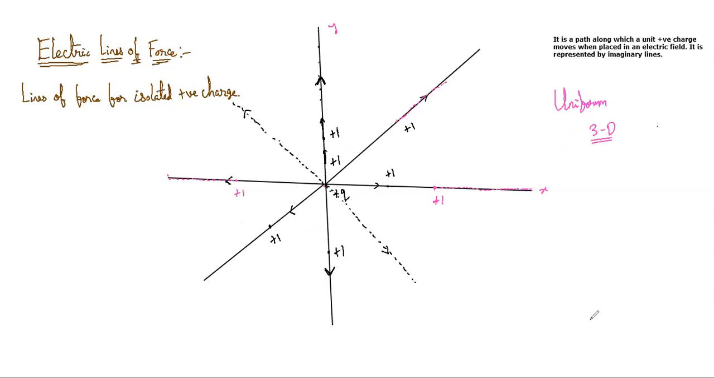Okay, sir. Similarly, if you plot for an isolated negative charge, you can do it yourself. For an isolated negative charge, so this is minus q. You can plot the electric lines of force for this. This is also your homework. It is easy, you can do it.